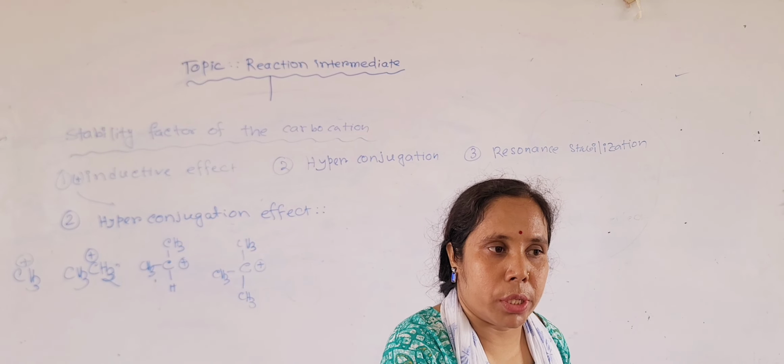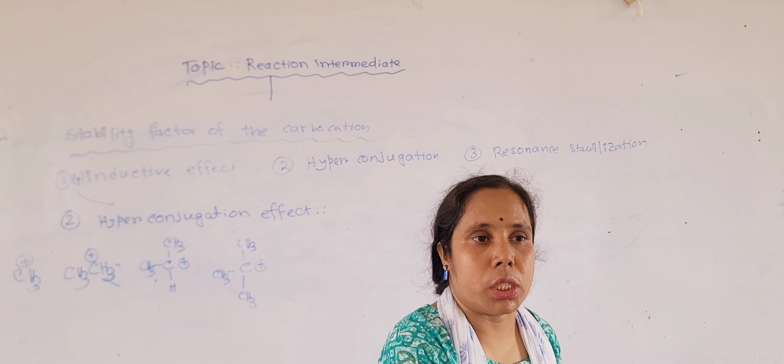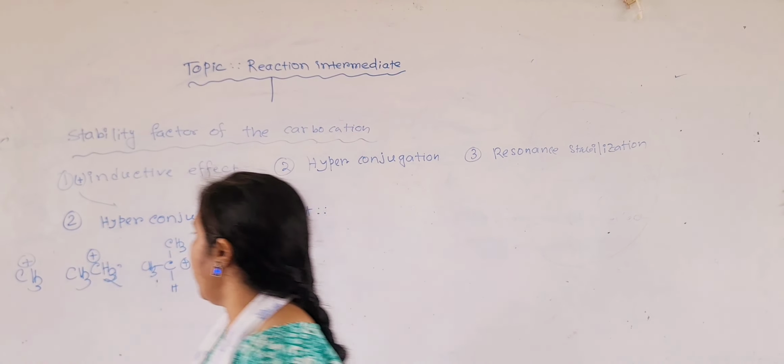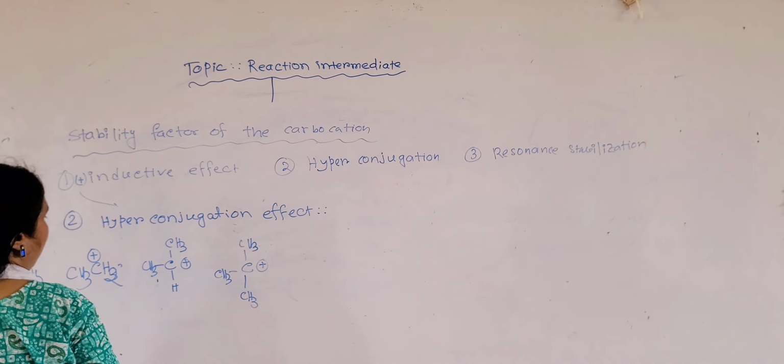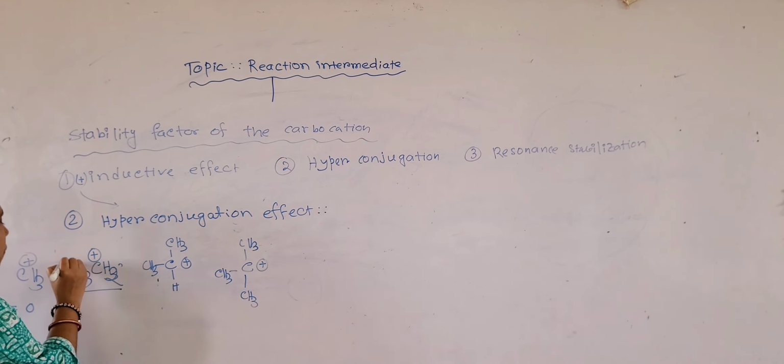This is one kind of resonance, but here alpha hydrogen participates in the stability of the species. Here it is a carbocation. Now search for the alpha carbon in this species. In the methyl cation, the alpha carbon is 0. Next, this is the ethyl cation, where the alpha carbon is 1. This is the alpha carbon.